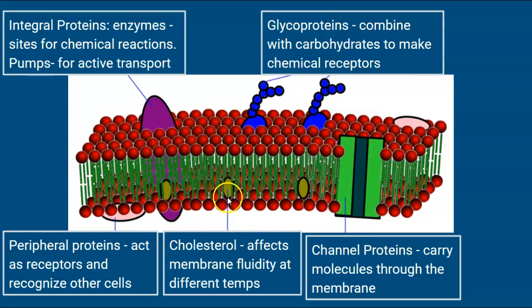These golden rod little ovals here are cholesterol, and they affect the membrane fluidity at different temperatures. So cholesterol can change whether it's really, really flexible or a little stiffer depending on the temperature it's exposed to. And then these light pink proteins are called peripheral proteins. They act as receptors and help with recognizing other cells as well.